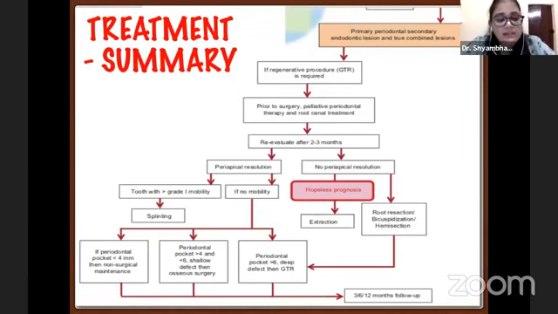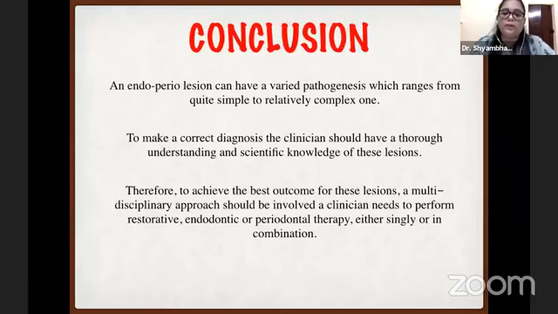Whereas when there is a mobility of the tooth which is more than grade 1, then splinting is required. Whereas if there is no periapical resolution, then there is a hopeless prognosis, and extraction is required. And if the tooth is a suitable candidate for root resection or hemisection, then root resection or hemisection can be done, followed by the periodontal therapy as required. And follow-up of 3, 6, and 12 months is mandatory to bring about proper treatment of the lesion.